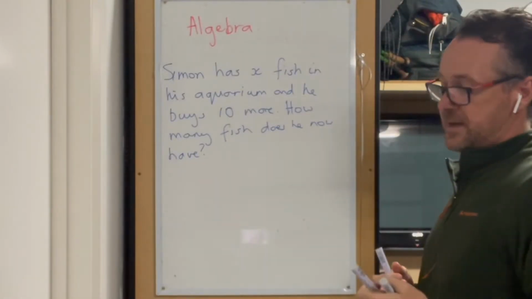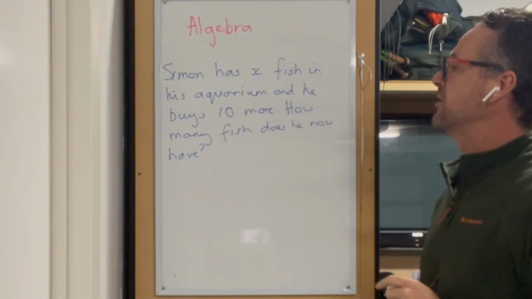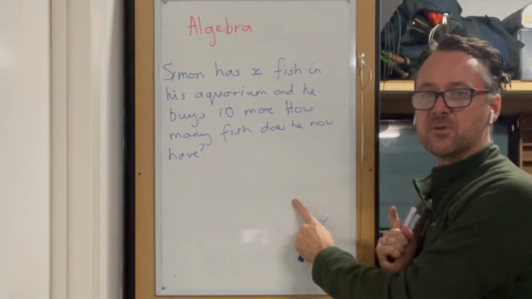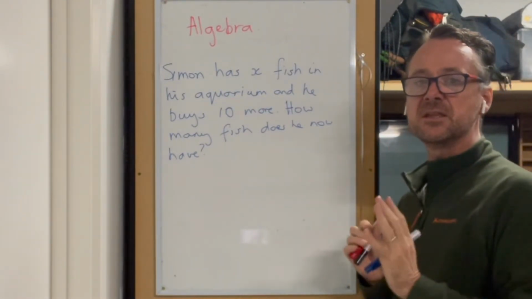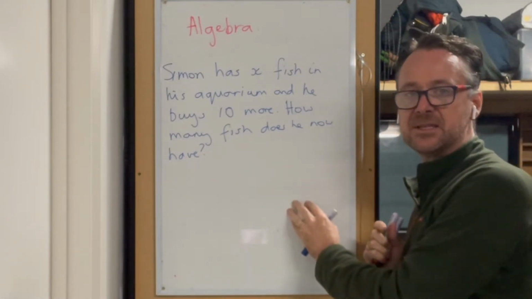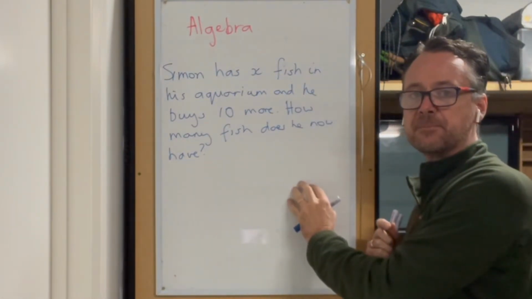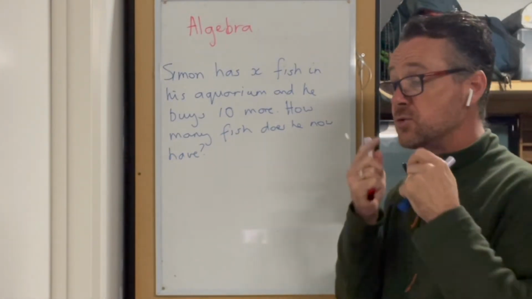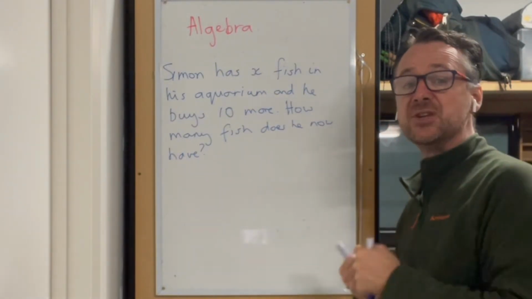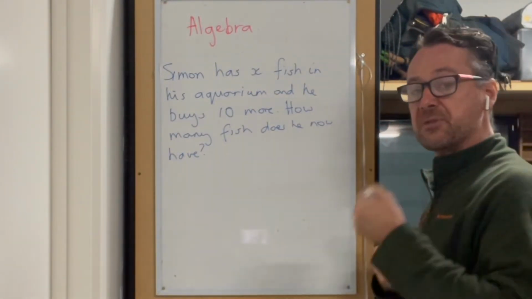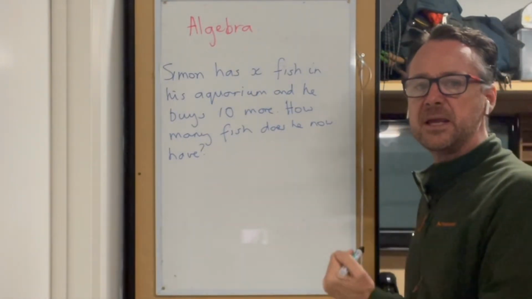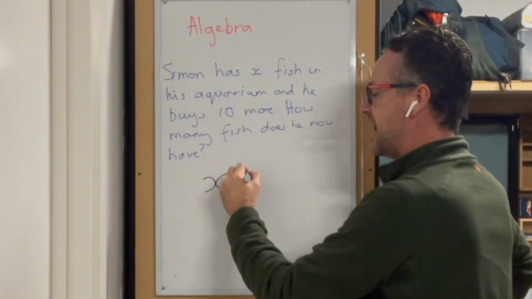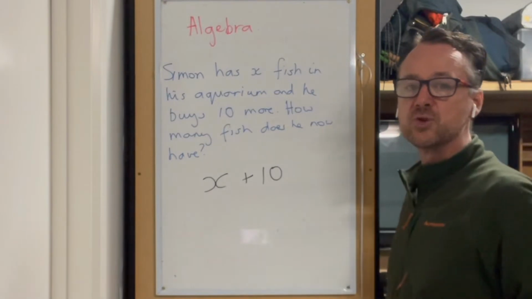All right, let's have a look at a question here. Simon has X fish in his aquarium and he buys 10 more. How many fish does he have now? Now, one of the problems with this type of question that students come across is that they think that they're going to always end up with a number answer. And this is an algebraic answer. So you're not going to normally say, oh, he's got 35 fish or he's got 52 fish. You're going to end up with an algebraic expression as your answer. So we've got to think in that way, that we're not after a number here, we're after an expression. So he started off with X number of fish, and then he added 10 more, and that becomes your answer.